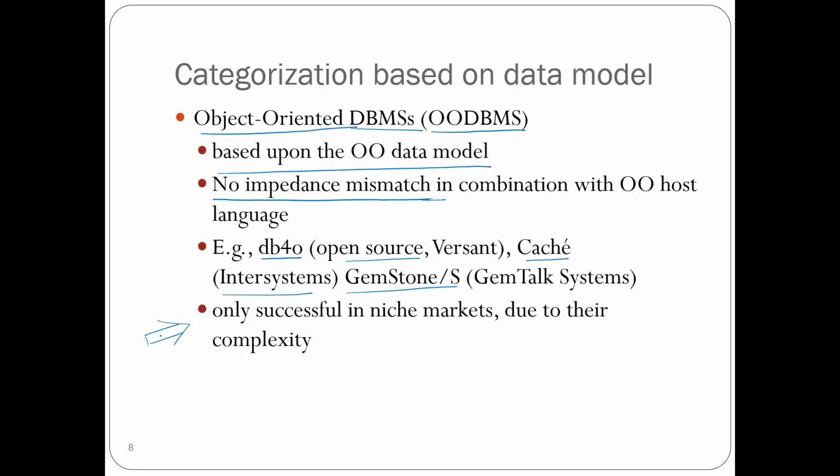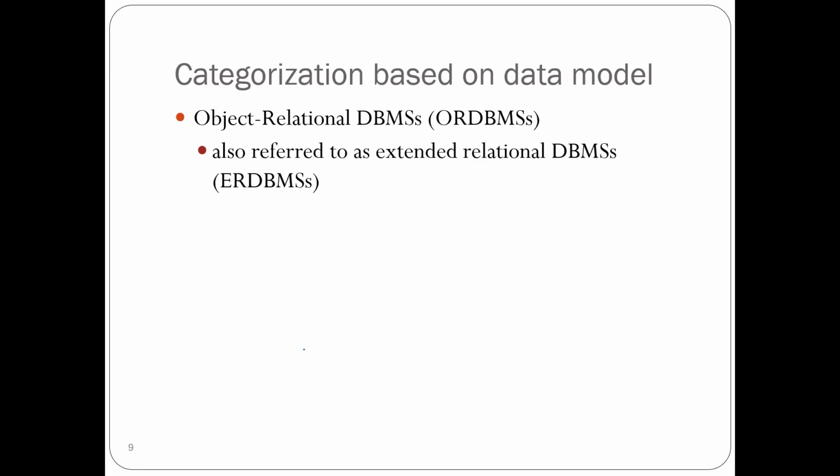Right? So the unfortunate news is that they were successful only in niche markets because they are very complex. So they did not succeed that much as compared to relational DBMS. Now the next category is the object relational DBMS.